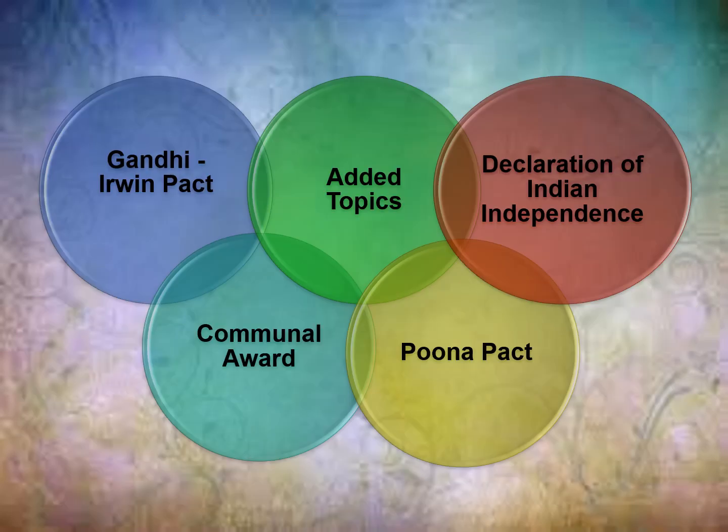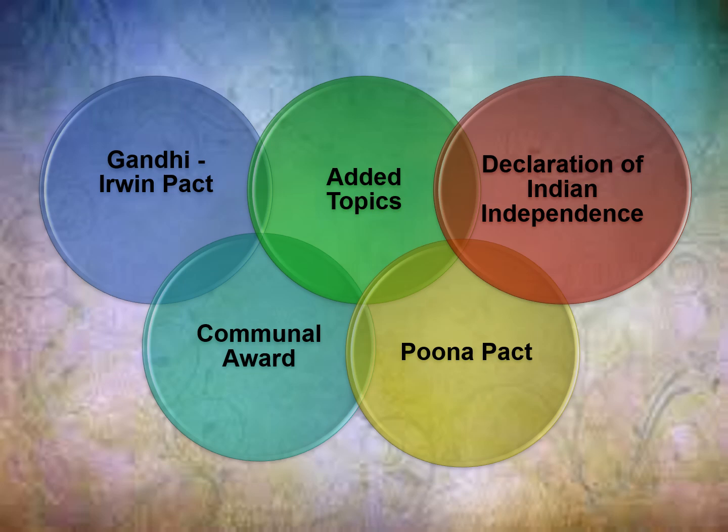Now, if we talk about the Gandhi-Irwin Pact, there are some added topics which have to be discussed, and sometimes 4-mark questions can come from these topics. First one is the Gandhi-Irwin Pact. Gandhi did not attend the first roundtable conference as he was in jail, but Lord Irwin wanted to sort it out. So he met Gandhi multiple times in jail and urged him to end the non-cooperation movement, and Gandhi agreed, and they had a pact called the Gandhi-Irwin Pact.